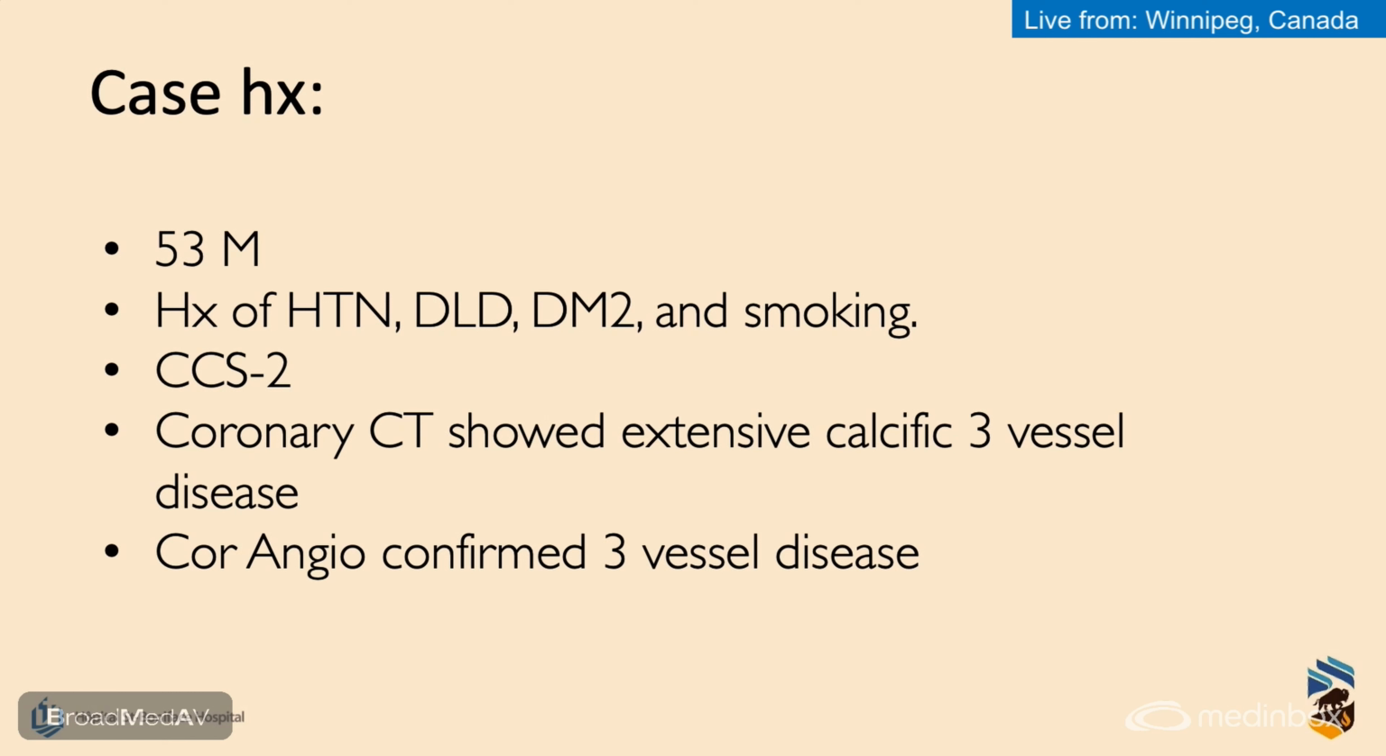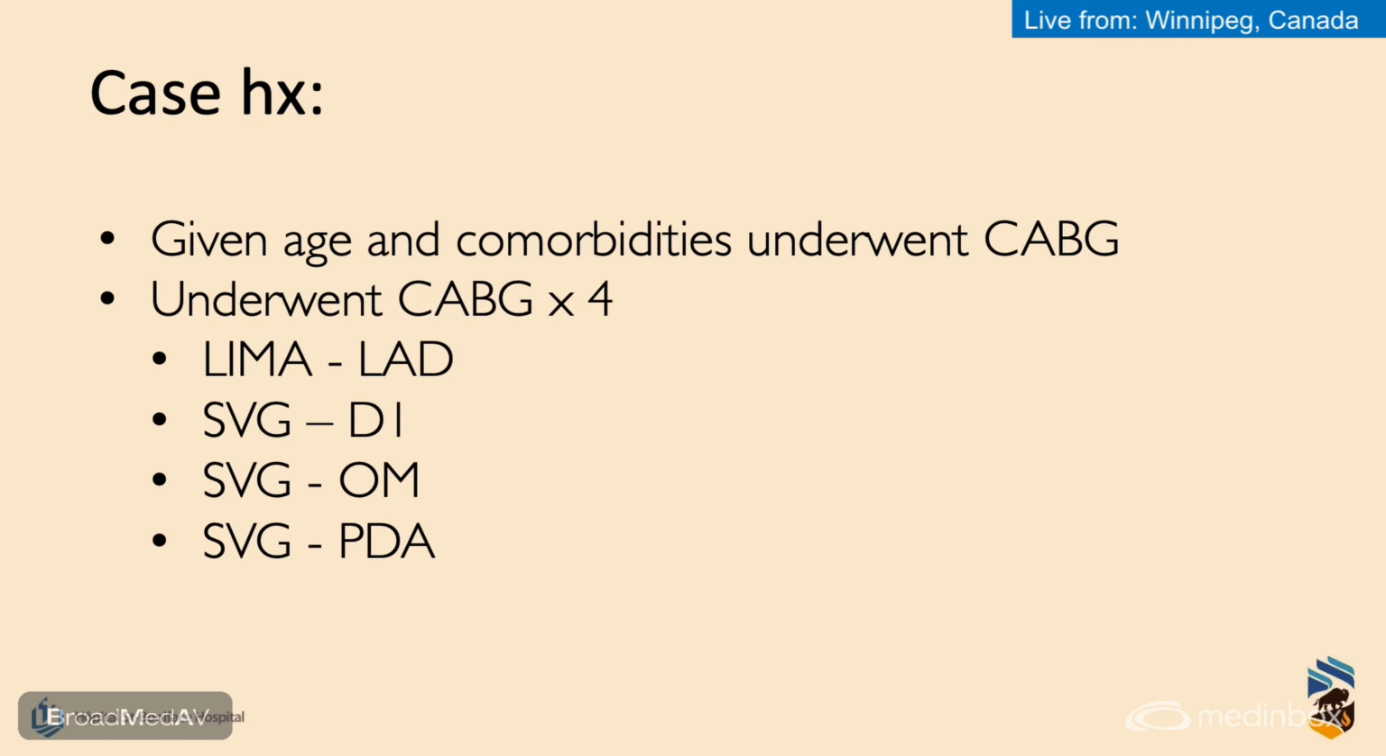He started off with a coronary CTA showing extensive calcific 3-vessel disease, went on to have coronary angiography demonstrating multivessel disease. Given his age and comorbidities, including diabetes, he underwent 4-vessel CABG, as outlined there, with arterial Lima graft to the LAD and then vein grafts to the first diagonal, obtuse marginal, and PDA.